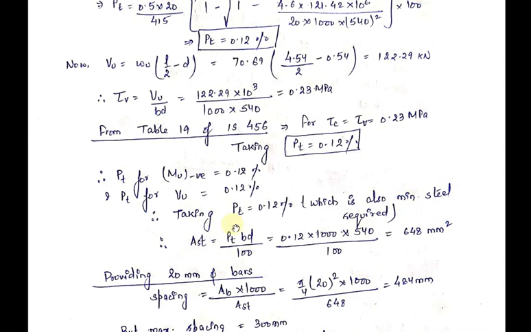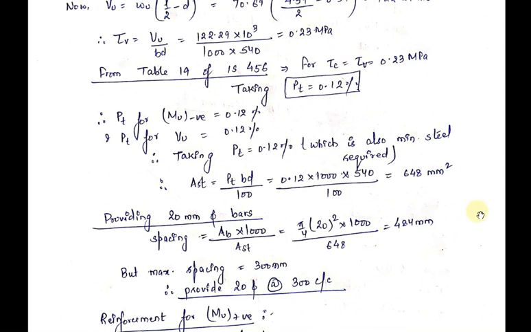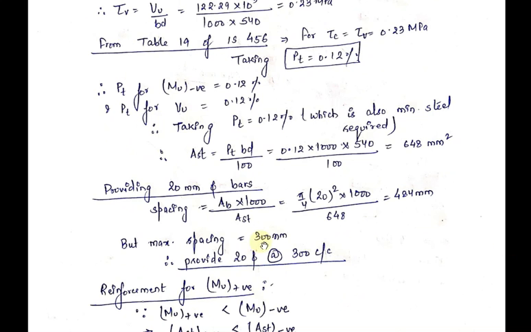By putting in the formula, I can find the value of Ast, which will come out to be 648 mm square. We already assumed at the beginning that we are going to provide 20 mm dia bars. Therefore, the spacing will be area of 1 bar Ab into 1000 divided by Ast. The area of 1 bar will be pi by 4 into 20 whole square. This into 1000 divided by 648 will give you 484 mm. But the maximum spacing is 300 mm. Therefore, we will provide 20 dia at 300 center to center.